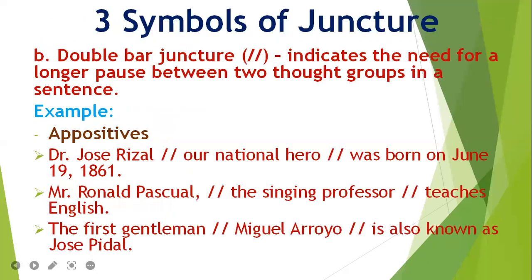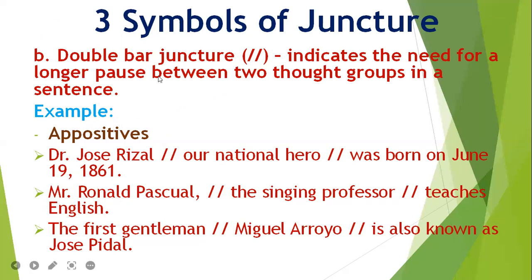So next, we have the second type of symbols of juncture: the double bar juncture. So this is your symbol, double bar juncture. This indicates the need for a longer pause between two thought groups in a sentence. If you notice, there are now two thought groups and this is longer. This will now need a longer pause.